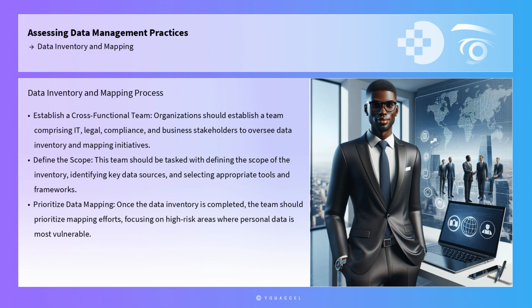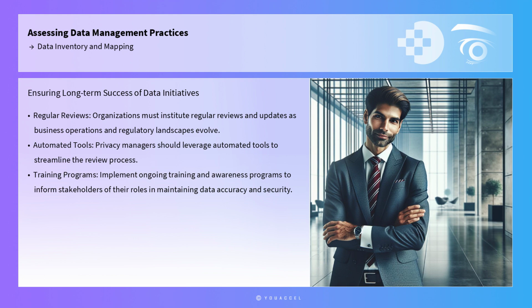To ensure the long-term success of data inventory and mapping initiatives, organizations must institute regular reviews and updates. As business operations and regulatory landscapes evolve, data inventories and maps must be adjusted to reflect these changes. Privacy managers should establish a periodic review cycle, leveraging automated tools where possible to streamline the process. Additionally, ongoing training and awareness programs should be implemented to keep stakeholders informed of their roles and responsibilities in maintaining data accuracy and security.